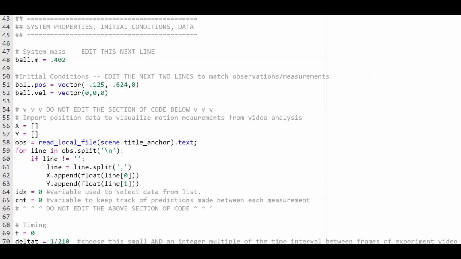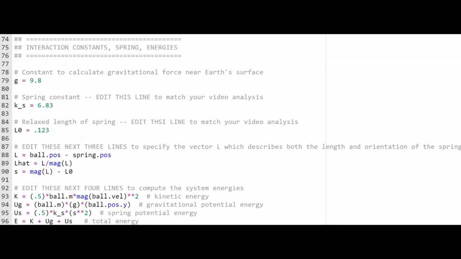After importing the starter code into GlowScript, I first changed the ball's mass to 0.402 kilograms, as that was given to us. I then changed the ball's position to the vector -0.125, -0.6240, as that is the position of the mass at time 0 in Tracker, and the velocity was 0 initially. We then changed the spring constant to 6.83 and L naught, or the relaxed length of the spring, to 0.123, as those were found in our edX videos.